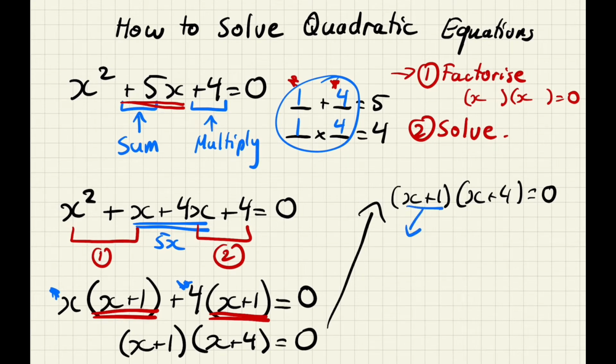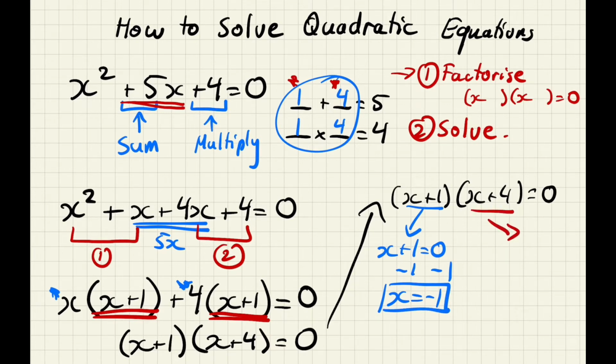So let's look at x plus 1. We're going to make x plus 1 equal to 0. Then we proceed to solve that equation as a one-step equation. So subtract 1 from both sides, and then x is equal to minus 1. Let's do the same thing for x plus 4. x plus 4 is equal to 0. Then subtract 4 from both sides, and we'll have x is equal to negative 4. So there you have it. Our answer to our quadratic equation is x is equal to minus 1 and x is equal to minus 4.